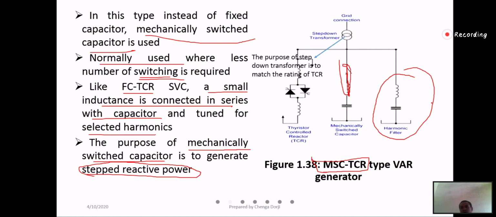And if you see, the step down transformer is connected here from grid to state. The main purpose of this step down transformer is to match the rating of TCR, because the TCR may not be rated at, suppose it is 60 or 33 kV here, then the TCR may not be rated at 33 kV, so it will be less than 33 kV. So in order to bring it to the required TCR rating, we use this step down transformer. So the purpose of this step down transformer is to match the rating of TCR.